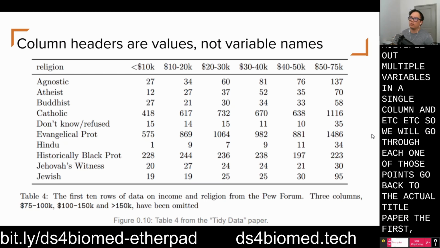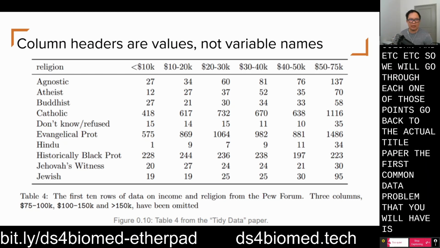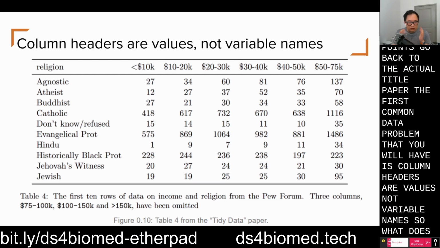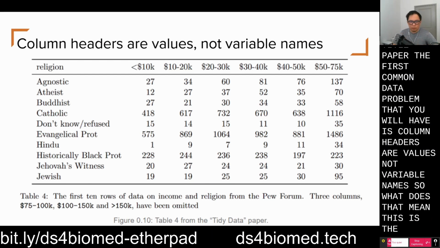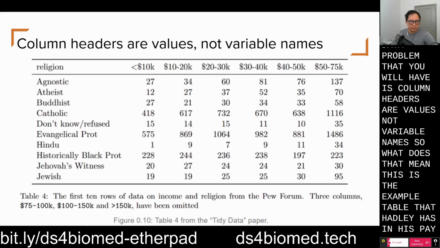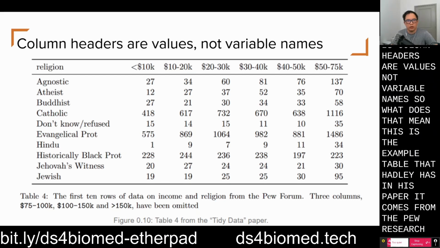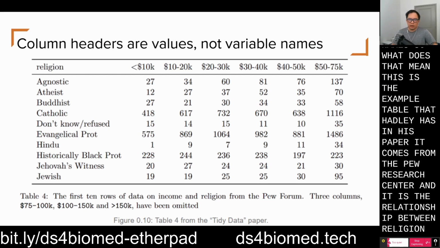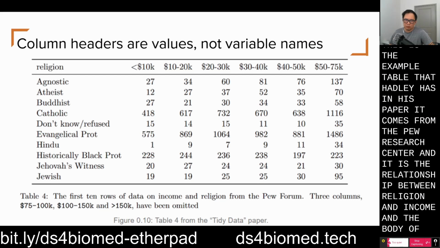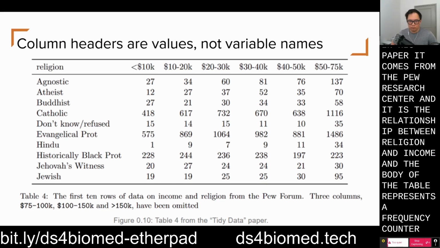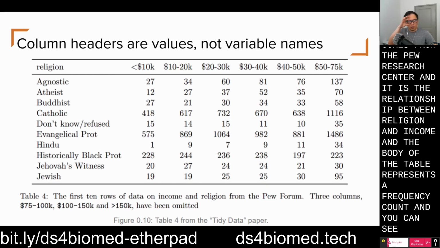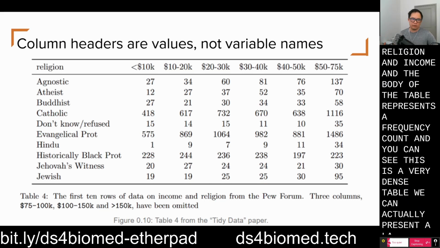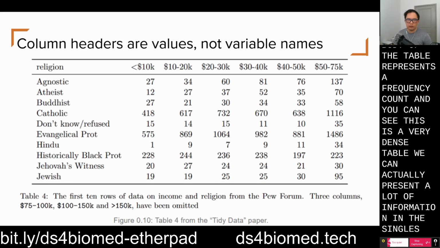The first common data problem that you will have is column headers are values, not variable names. So what does that mean? This is the example table that Hadley has in his paper. It comes from the Pew Research Center, and it is the relationship between religion and income, and the body of the table represents a frequency count. And you can see this is a very dense table. We can actually present a lot of information in the single slide.